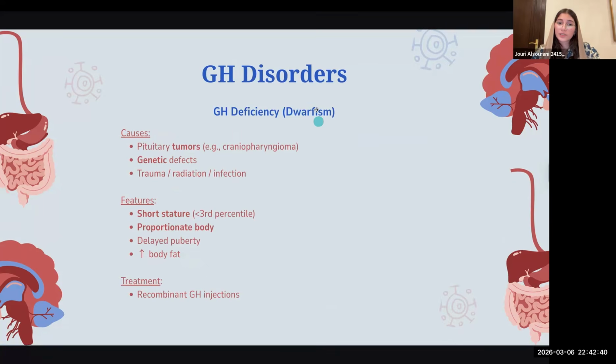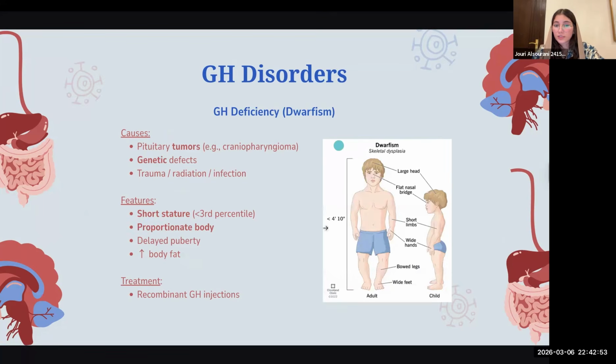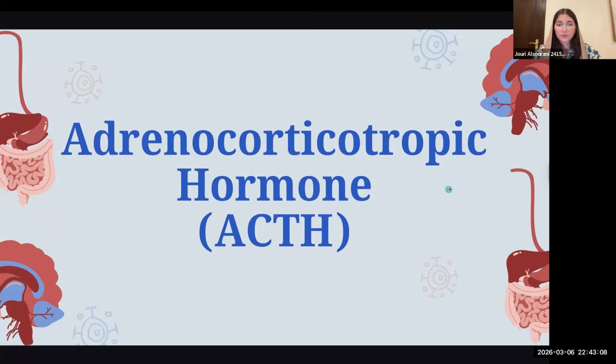And we also have dwarfism, which is when we have a deficiency in growth hormone. This can also be caused by tumors, by genetic defects, trauma, so on. Here, the patients are going to have very short stature. They're going to be very short, as you can see here. Okay, they're going to have a proportionate body, delayed puberty, increase in body fat as well. And you normally treat this with growth hormone injections, though I don't think you need to know all of that. All right, that's it for growth hormone.